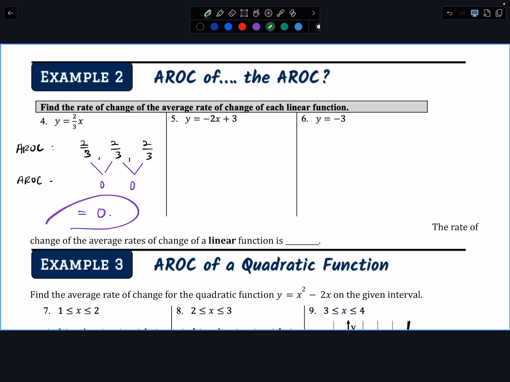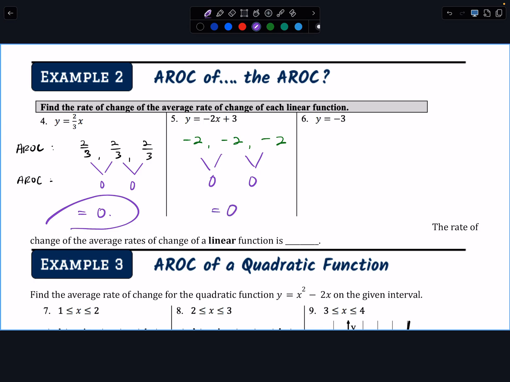Okay, same thing here. If I do it once, it'd be -2. If I pick 2 other points along that line, it would also be -2. If I wasn't convinced, I could do it again and get -2. Are you guys annoyed with me yet? Good, because this is supposed to be very straightforward, okay? So what's the rate of change of the rate of change? 0, 0. So it's 0.